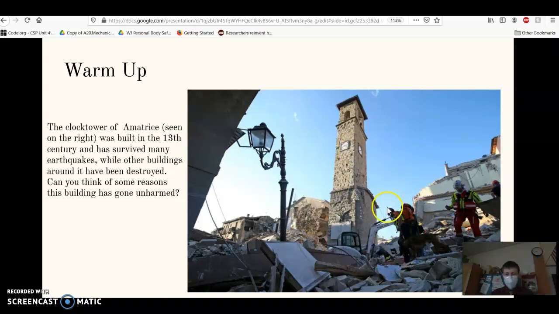Well, you might have some guesses to start with. And then it's interesting to look at, first of all, how earthquakes work, and second of all, what we can do to mitigate them to then better answer that question.